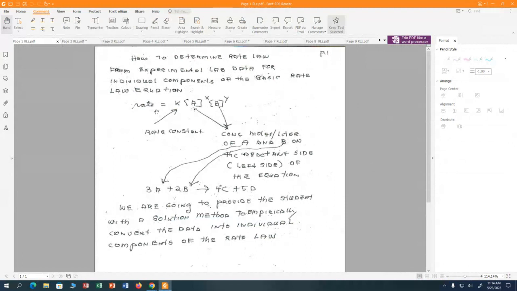So we go back up here, we see that it's K times A raised to the exponent times B raised to the other exponent. A and B are expressed in moles per liter. And now to get the answer for A and B exponents, we are going to look at an additional problem. Okay, so let's go to the problem.